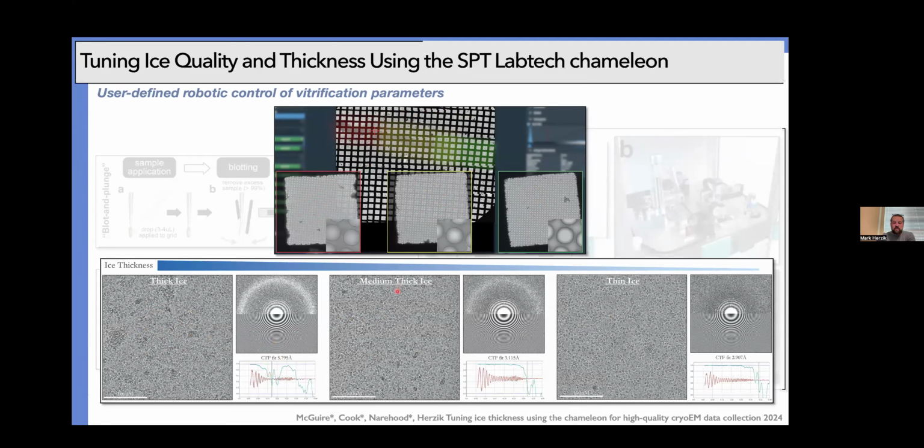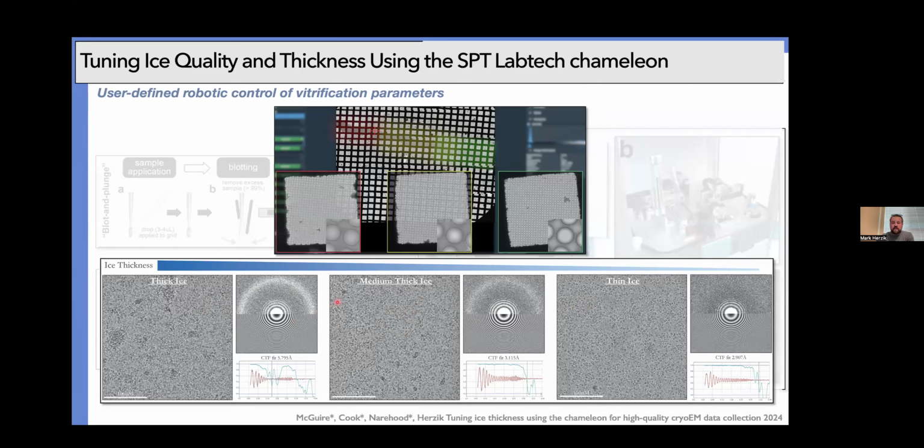And then what we do typically is we'll collect a few images at each of these different thicknesses, and then we'll get an idea of how our particles are behaving. Do they like thick ice, thin ice? Are we getting multiple views? And then we can basically tailor our data collection based on these quick screenings.